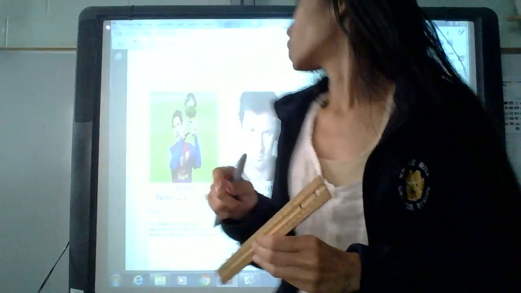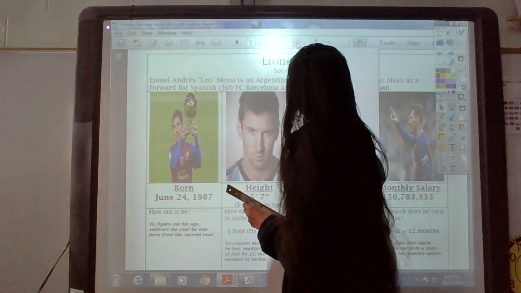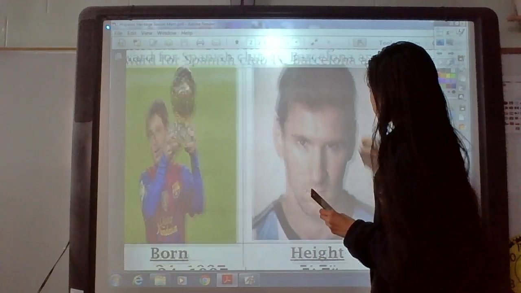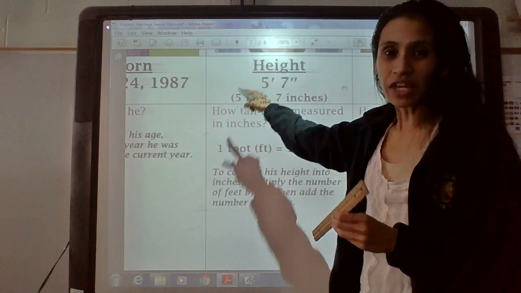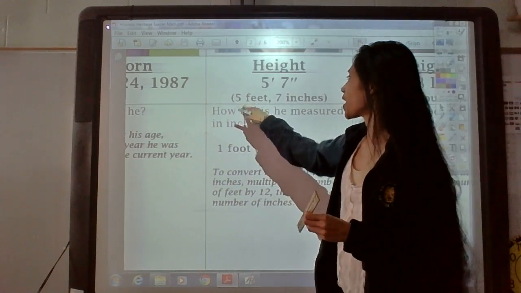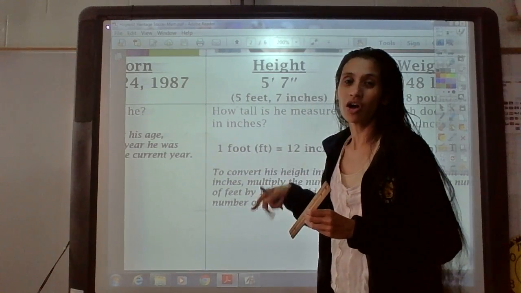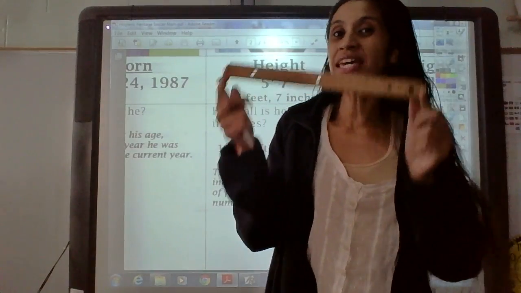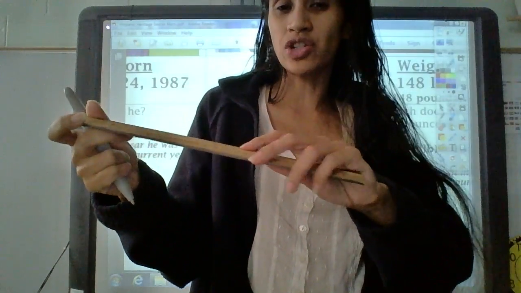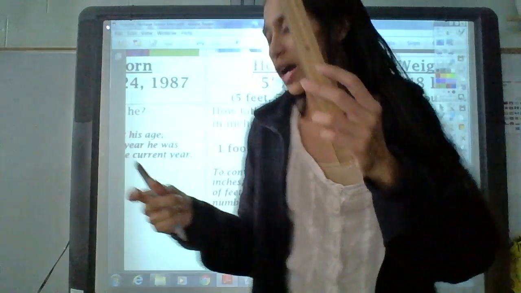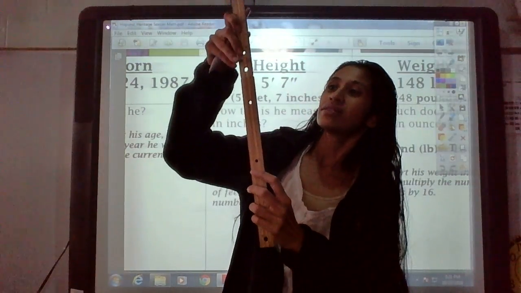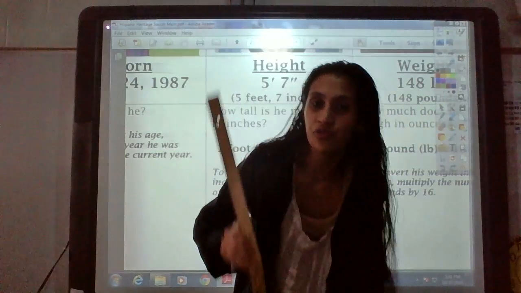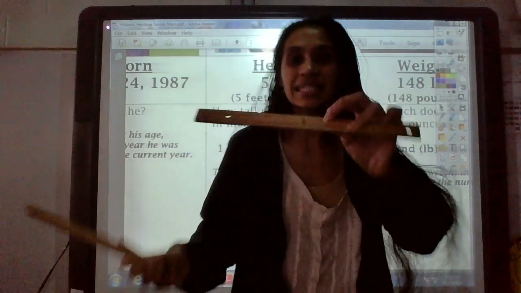Okay, so let's take a look at this. It says, how tall is he? He is 5'7". And that 5'7" means that he is 5 feet 7 inches tall. 5 feet means 5 of these and then 7 more inches. So if I took 5 of these and just lined them up, stacked them on top of each other from the ground, and then 7 more inches, that's how tall he would be.